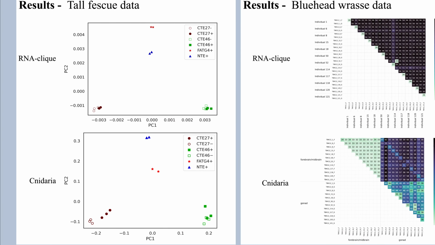We visualized the results for the tall fescue data as PCoA plots. For both RNA-clique and cnidaria, samples clustered according to genotype. Samples within clusters tended to be less spread out for RNA-clique than for cnidaria. Since we expect samples of the same genotype to have near zero distance, this may mean that RNA-clique gives slightly better results than cnidaria for this data set.